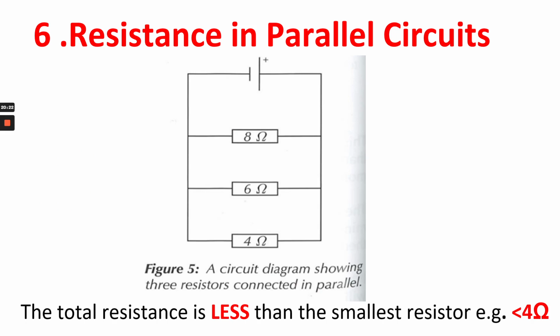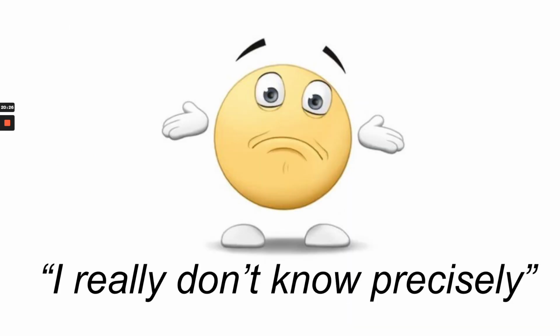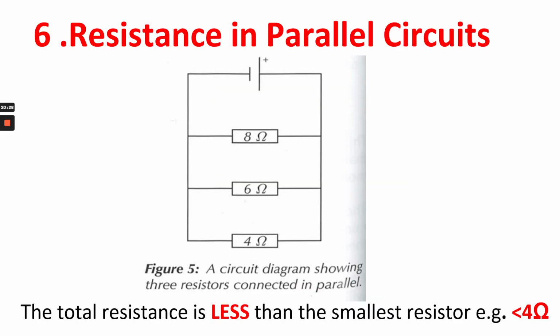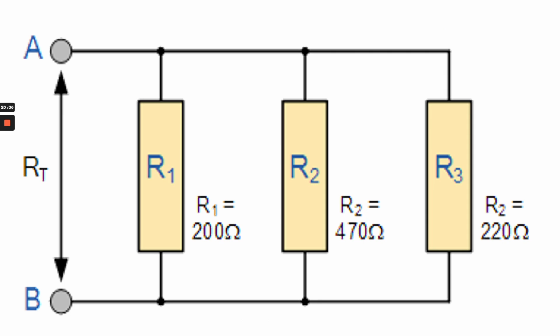Finally, resistance in a parallel circuit is the easiest of them all. I don't really know precisely what it is, but all I can say is that it's less than 4. It's always lower than the smallest number you can see. So this is less than 4. Here I see 200 ohms is the smallest resistance, so the total must be less than 200.